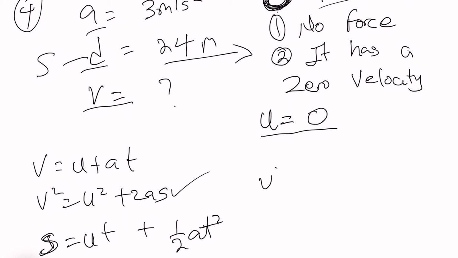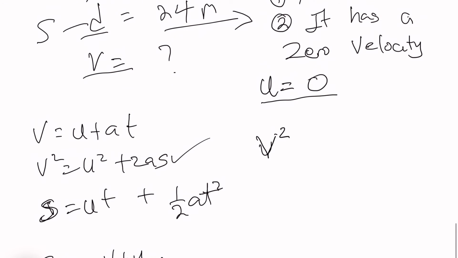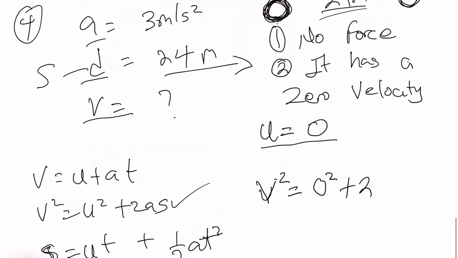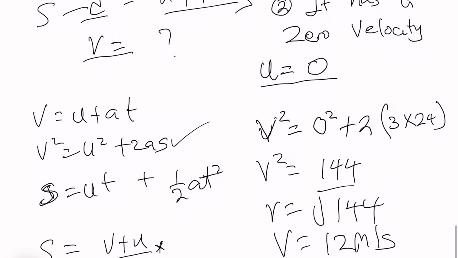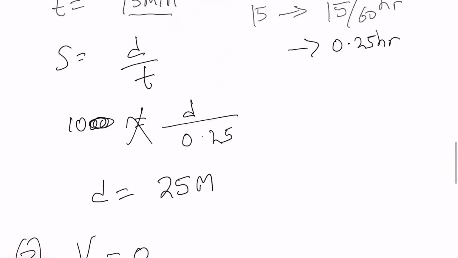So using that formula, we have v squared equals u squared, which is 0, plus 2a, which is 3 multiplied by 24. Try solving this. That's 2 squared, so let me multiply 3 times 2, that's 6. 6 multiplied by 24 is 144. You will find the square root of this. So your v is 12 meters per second. So that's our final answer. Let's check. Yeah, 12 meters per second.